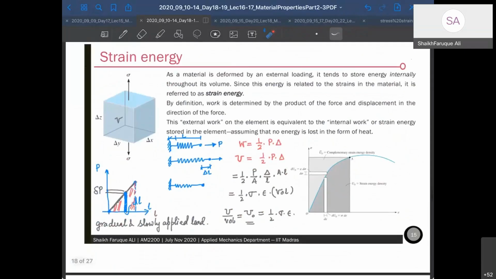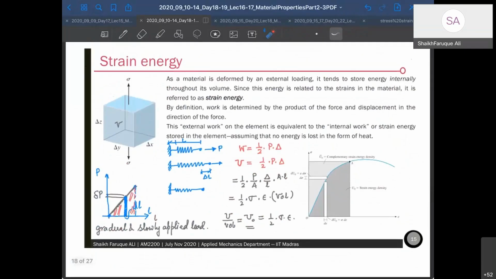Now we come to a very important concept in strength of materials, and this is what you are going to use probably for a long time if you stay in mechanical sciences. This concept is called strain energy. Now, what is strain energy?